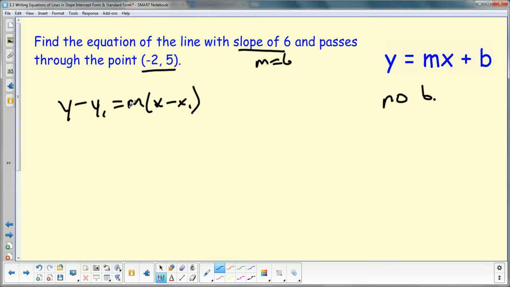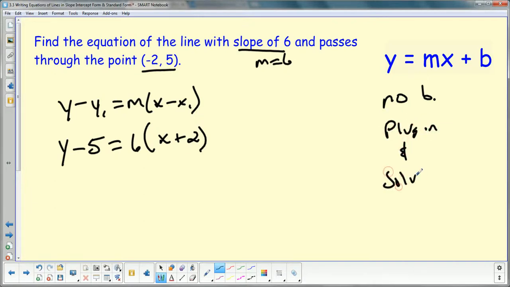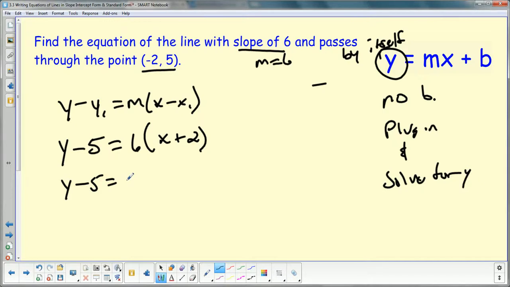So if we plug into point-slope form like we did before, we're going to say y minus y1, or y minus 5, equals 6 for m, and then x, I'm going to write it as plus 2 because minus a negative, remember. And now you'll notice, since there's no b, we plug in and solve for y, meaning we want y by itself. Okay, so first thing I'm going to do here is distribute that 6. So I'm going to end up with y minus 5 equals 6x plus 12.